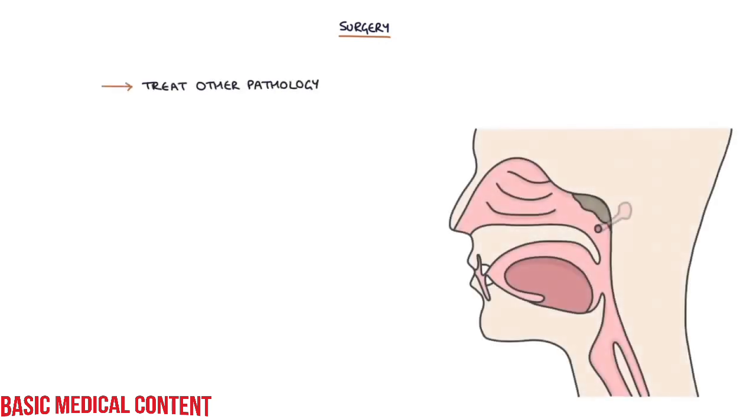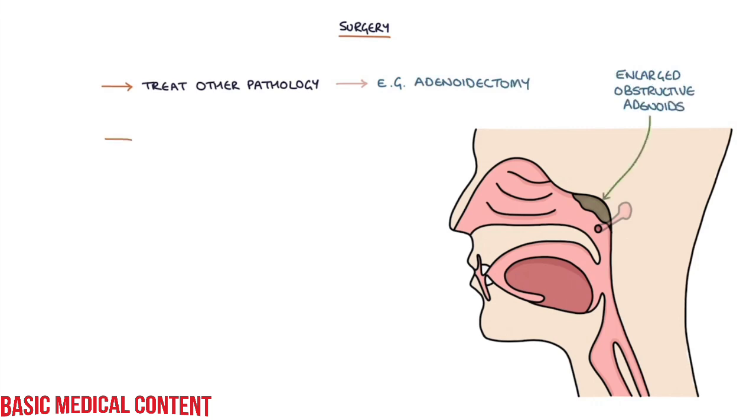Let's talk about surgery. There are three main surgical options for eustachian tube dysfunction. The first is treating other pathology that might be causing the symptoms, for example, doing an adenoidectomy to remove enlarged obstructive adenoids. The second is to insert grommets, and we'll talk about this in more detail shortly. And the third is balloon dilatation Eustachian tuboplasty, which we'll also talk in more detail about.